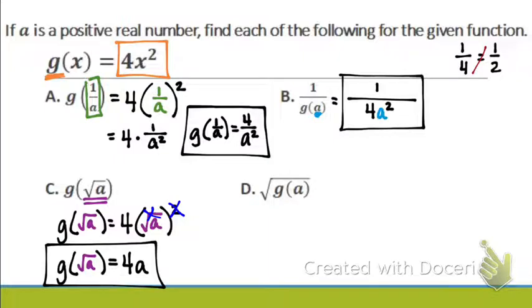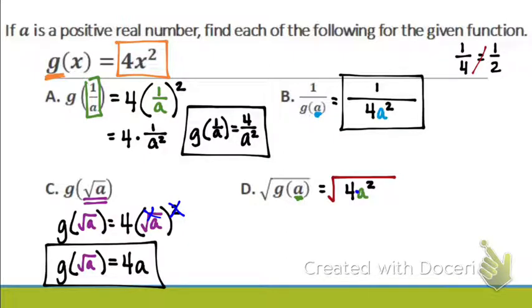Why is that different from what they're asking me to do in part D? Yeah, they want the radical around the entire function here. So square root of 4a squared. I put a in the place of the x, and then we have a radical around the whole thing. Can I simplify that radical at all? Yes, I can. 2a.